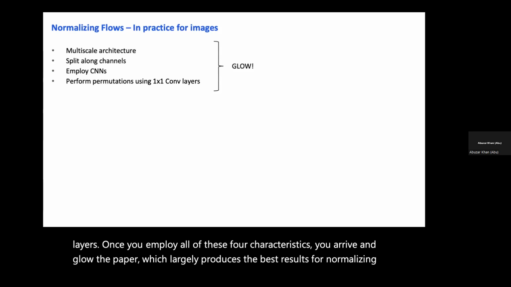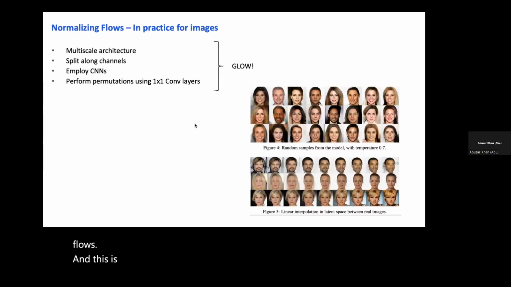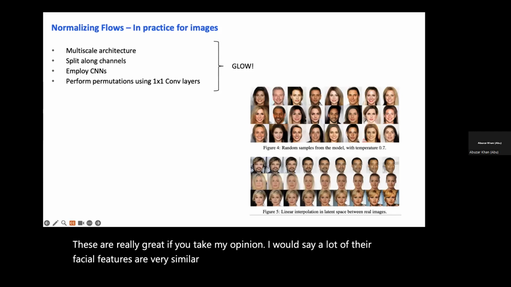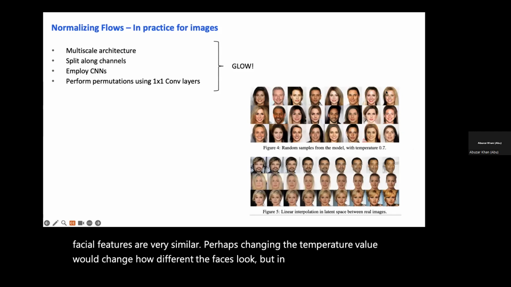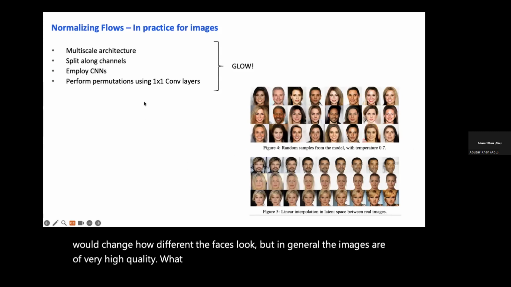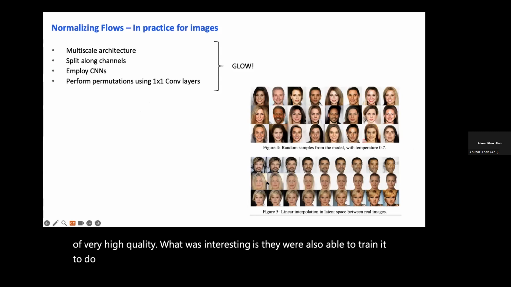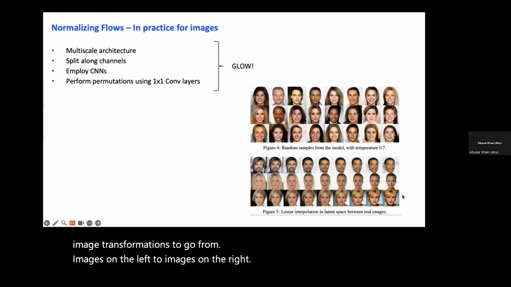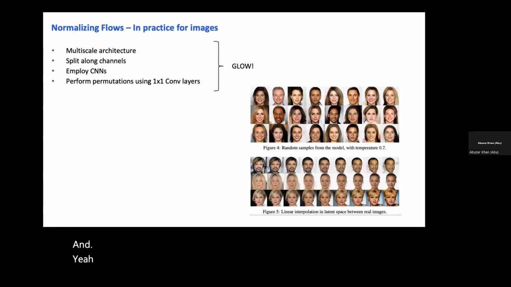And this is what those look like. These are really great. If you take my opinion, I would say a lot of their facial features are very similar. Perhaps changing the temperature value would change how different the faces look. But in general, the images are of very high quality. What was interesting is they were also able to train it to do more than just image generation. They were able to use it to make image transformations, to go from images on the left to images on the right. And with that, we are at the end of normalizing flows as well. I tried to keep it as high level as possible.